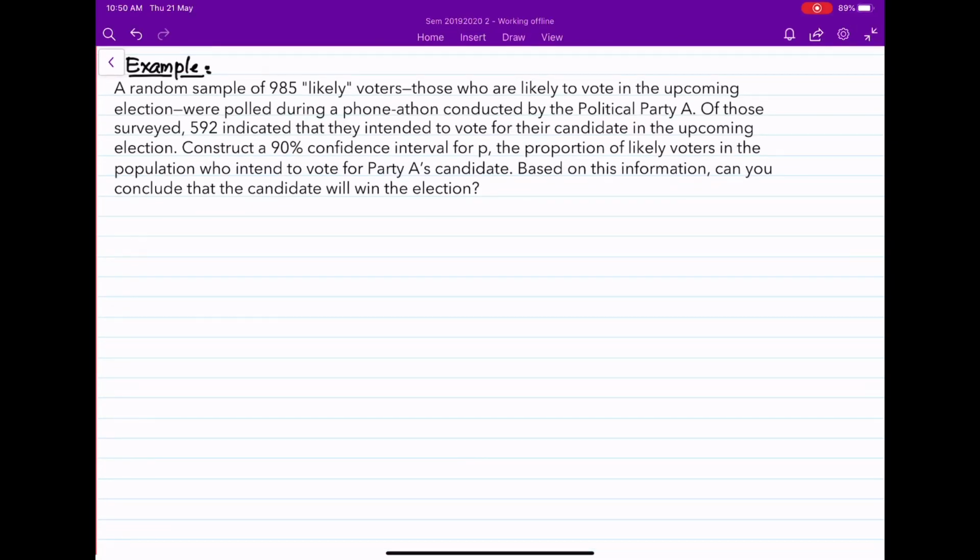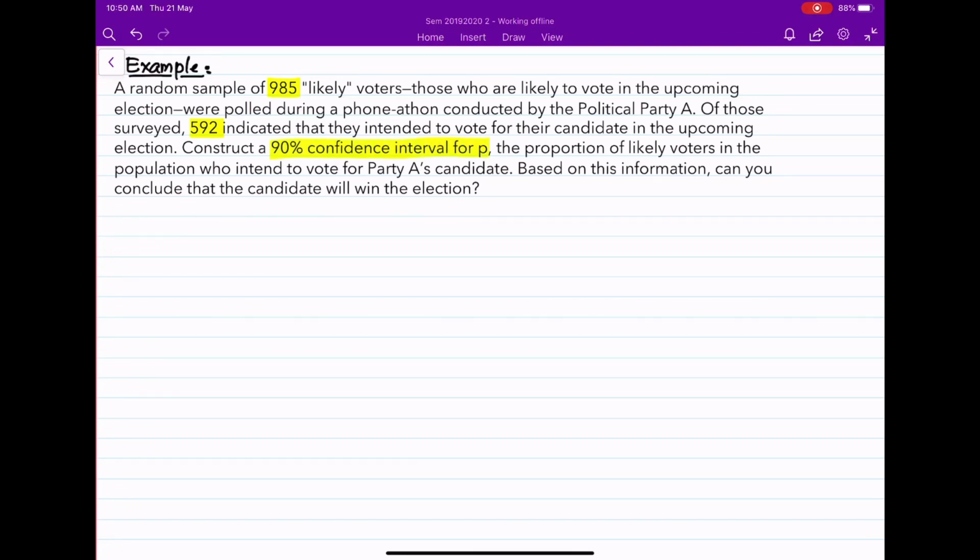Let's look at another example of point estimate. In this example, a random sample of 985 likely voters, those who are likely to vote for the upcoming election, were polled during a phone-a-thon conducted by political party A. Of those surveyed, 592 indicated that they intend to vote for their candidate in the upcoming election.